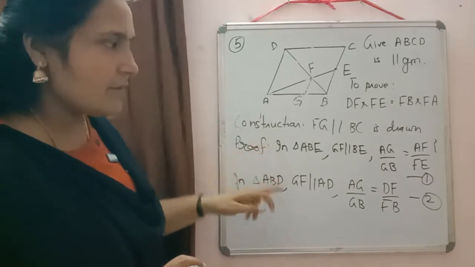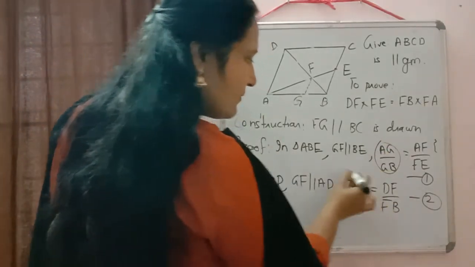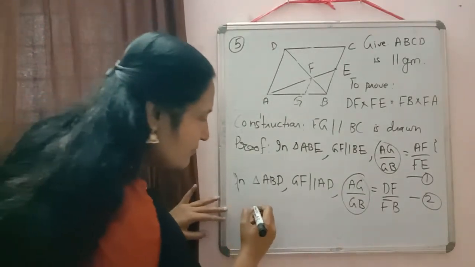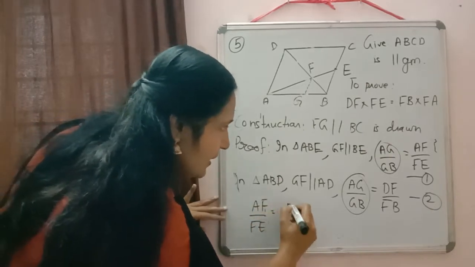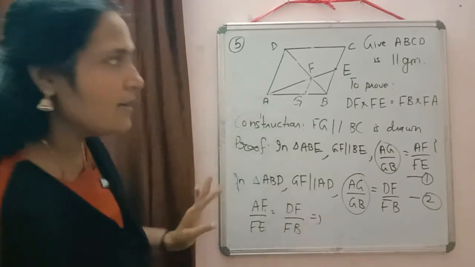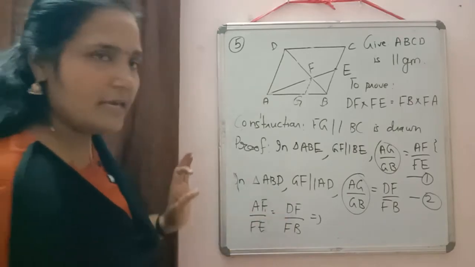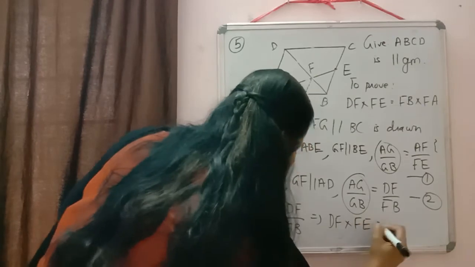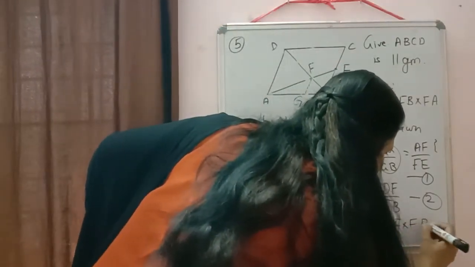So from equations 1 and 2, what can we say? Both the ratios are equal to AG by GB. So from equations 1 and 2 we can say AF by FE is equal to DF by FB. And after that, write as we need in the proof: DF into FE. So do the cross multiplication. DF into FE is equal to AF into FB.